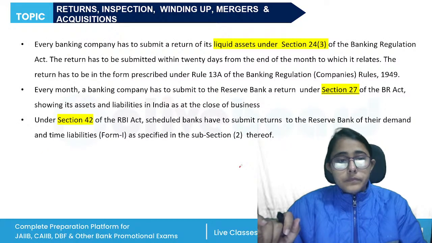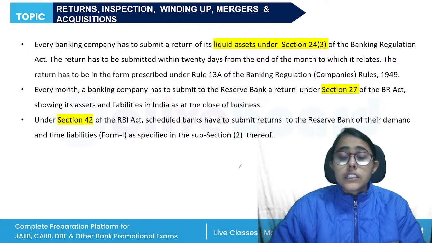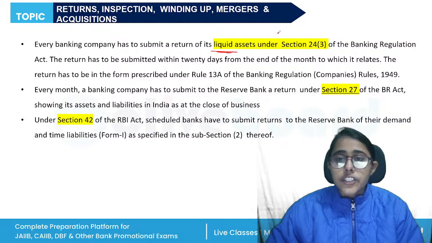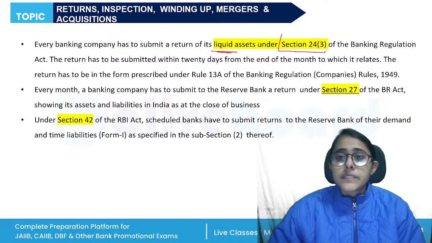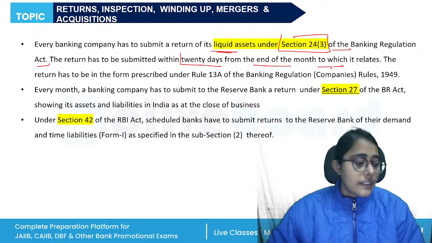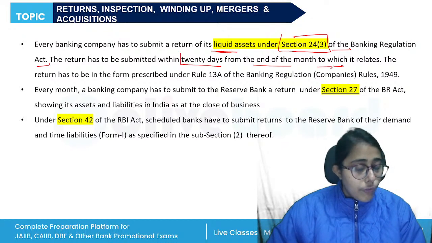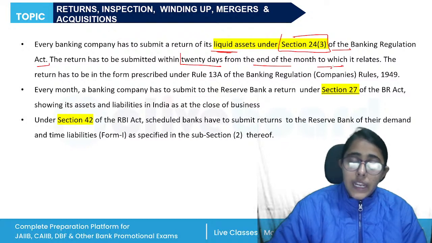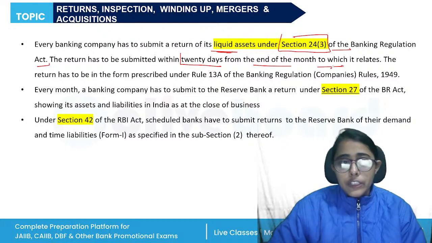Then what all returns have to be submitted. So a return has to be given on the liquid assets. Every banking company has to submit a return on its liquid asset under which section? Section 24 subsection 3 of the Banking Regulation Act. And this return has to be submitted within 20 days from the end of the month to which it relates, right? So for every month, this return of the liquid asset has to be submitted within 20 days from the end of the month.